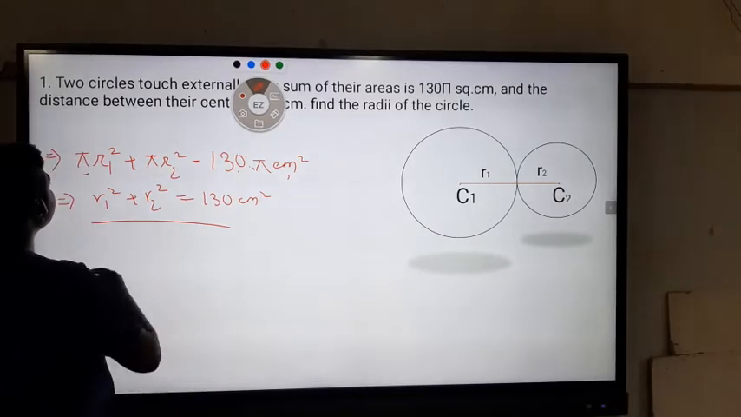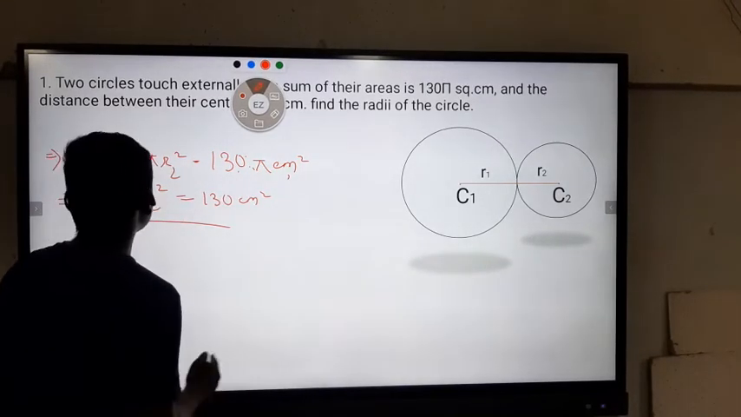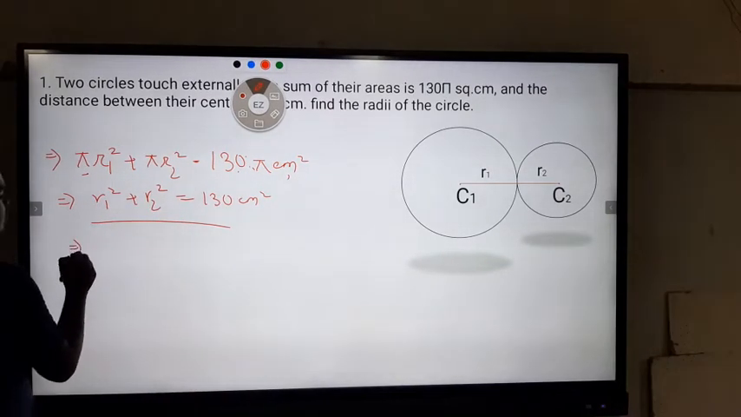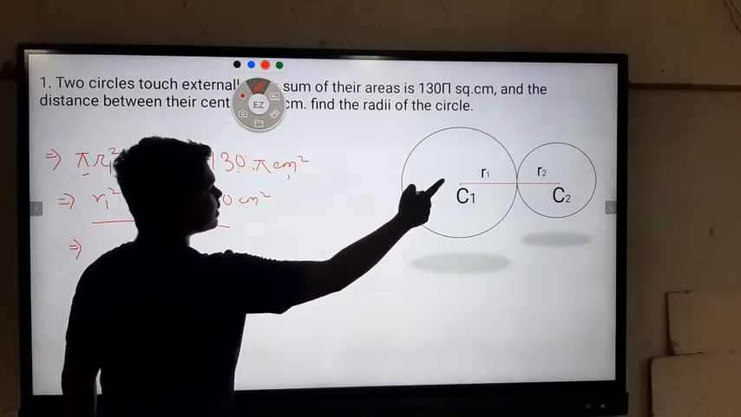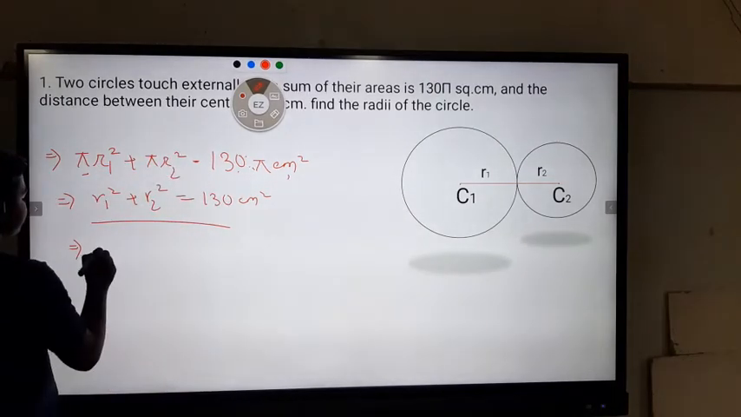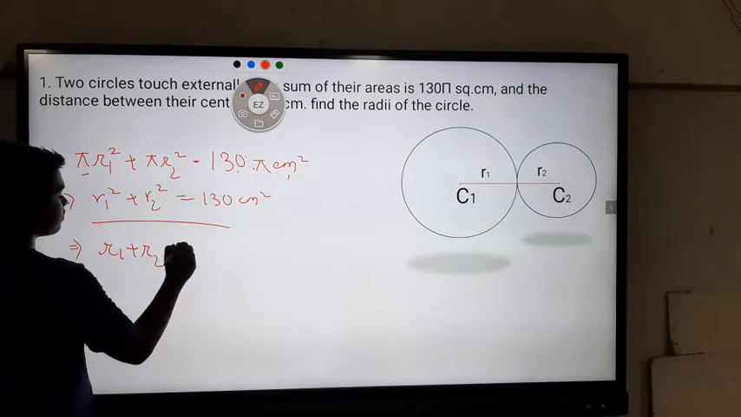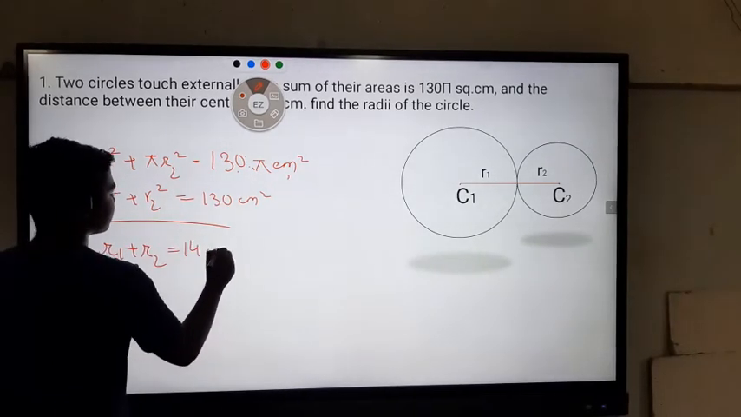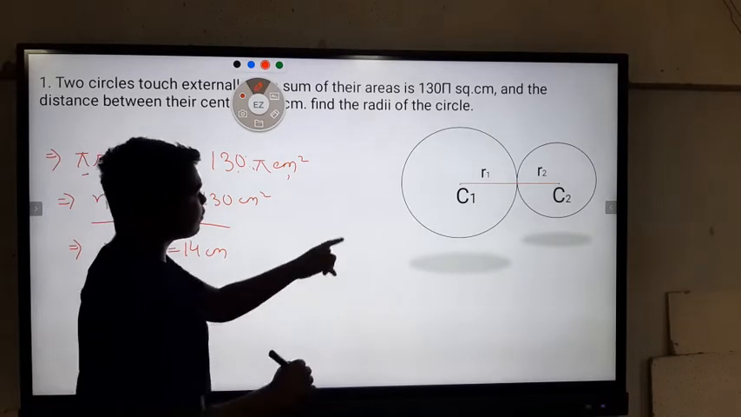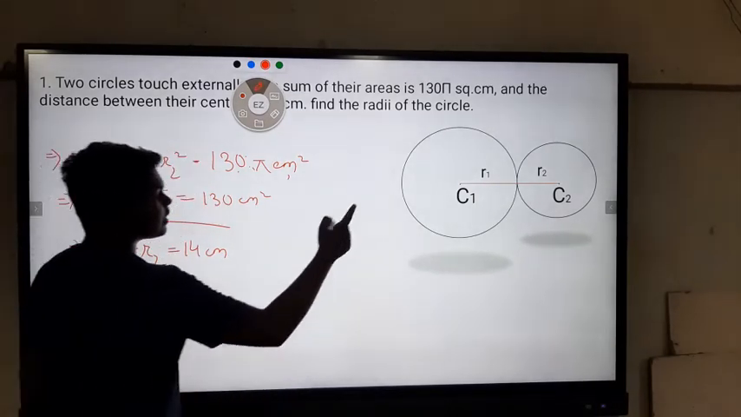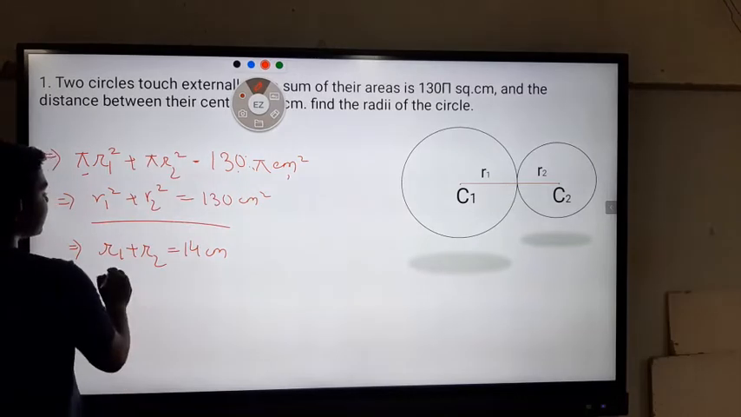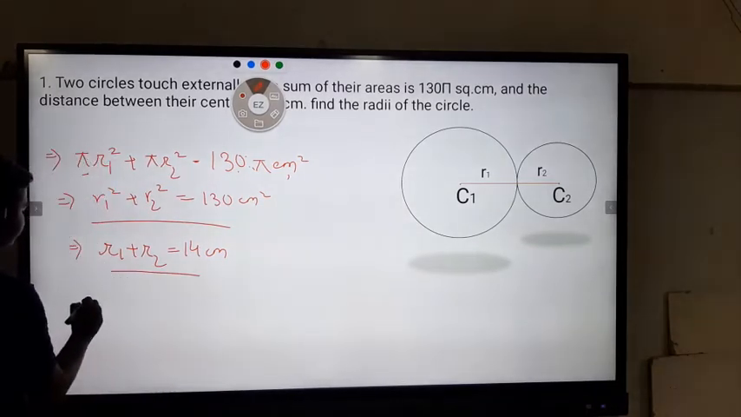And the second thing given is that the distance between the centers is 14 cm. So the distance is R1 and the other circle's distance is R2. So the distance C1 to C2 is R1 plus R2, that is 14 centimeter.